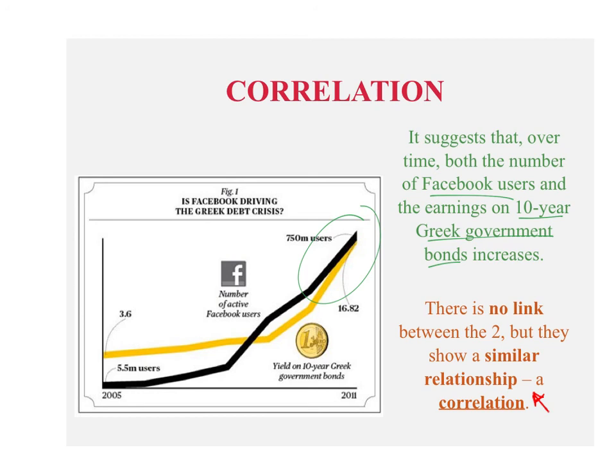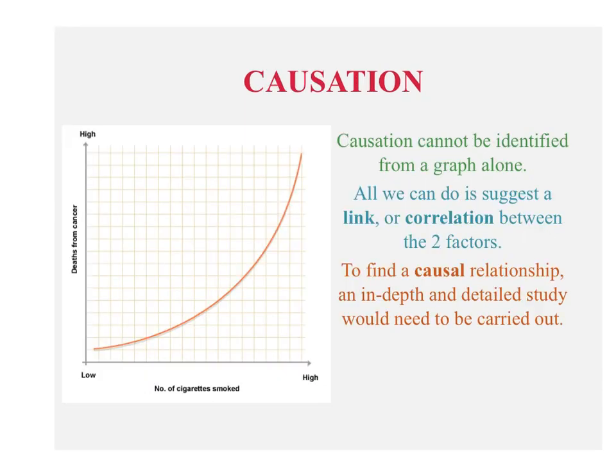Okay, the Facebook users does not directly affect the government bonds, but because they show a similar relationship, we can say that there's a correlation between them. There's some kind of linkage in the patterns that they show. A causation or a causative relationship can't be identified from a graph alone. And the only thing we can use graphs for is to identify a link or a correlation between factors.